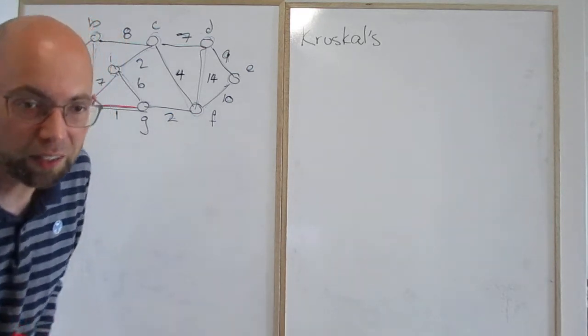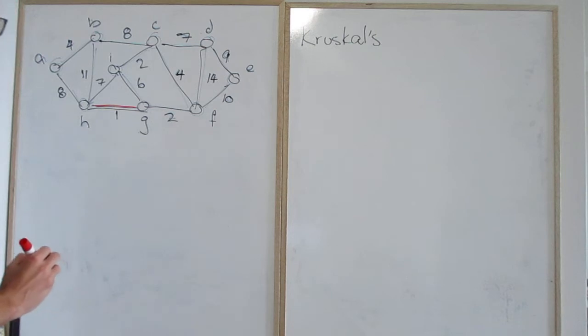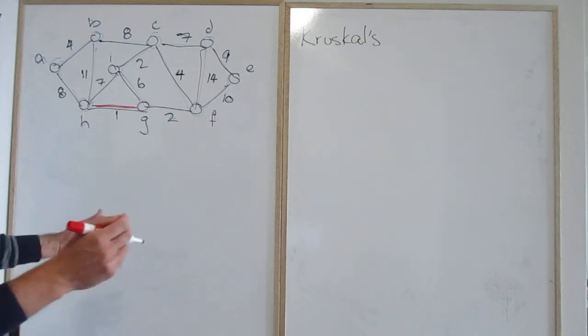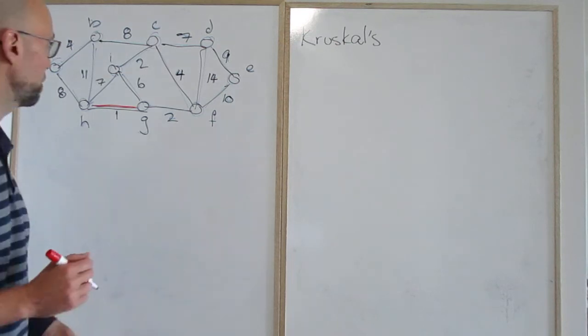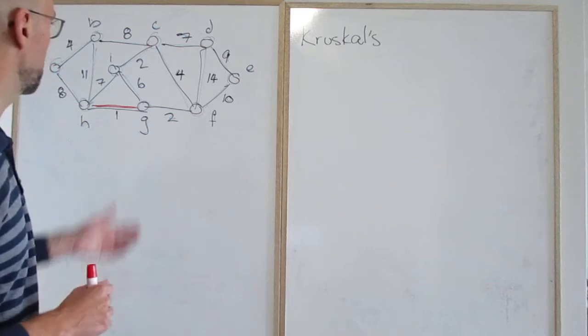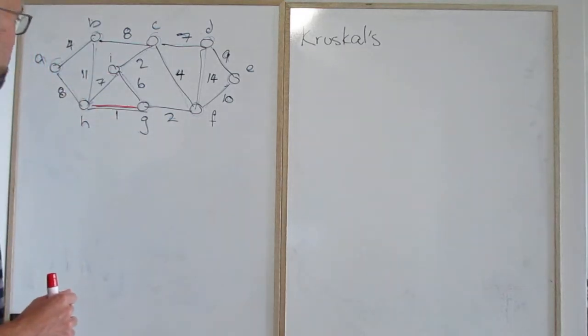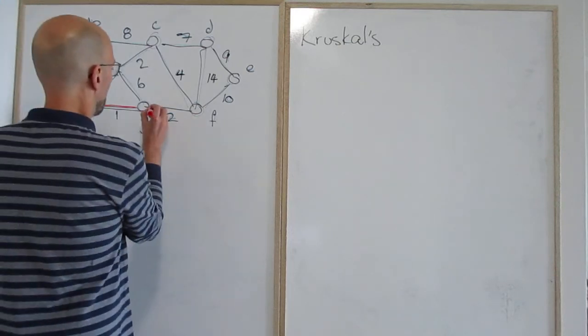Okay, can you see that? Is it red? Yes, okay. There's actually a tie for things with cost 2. Whoever speaks first gets to choose which of these, I to C or G to F. G to F, okay. G to F.